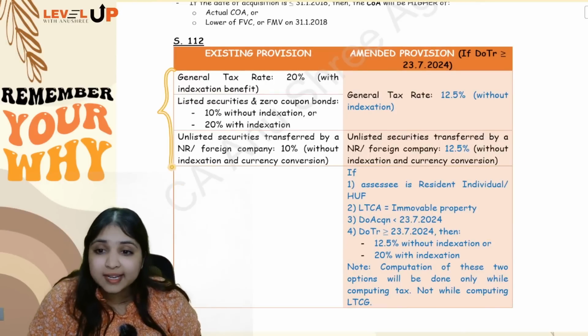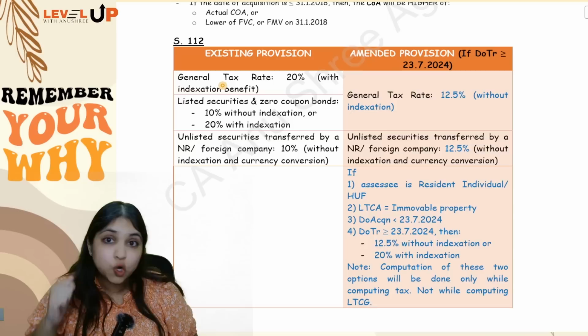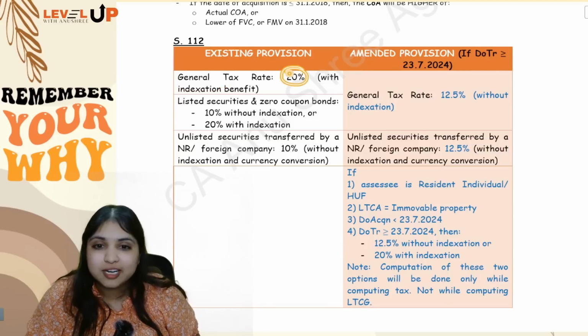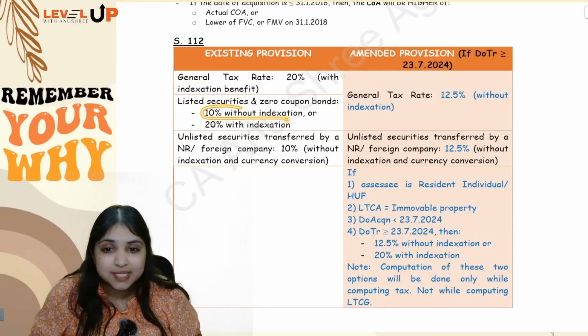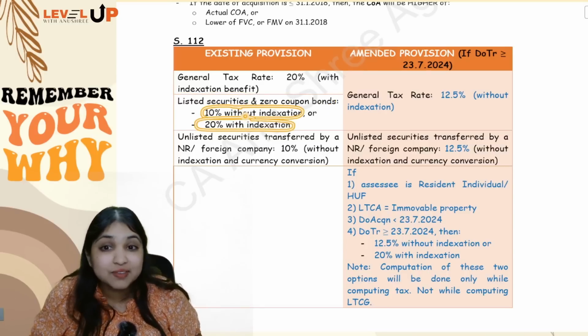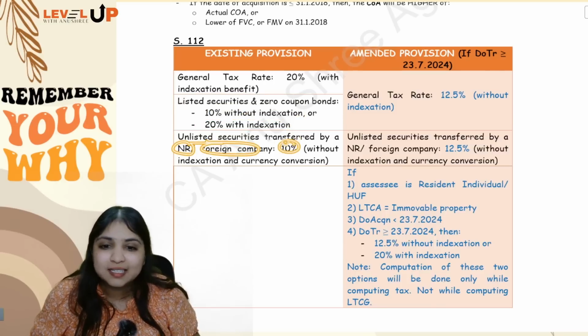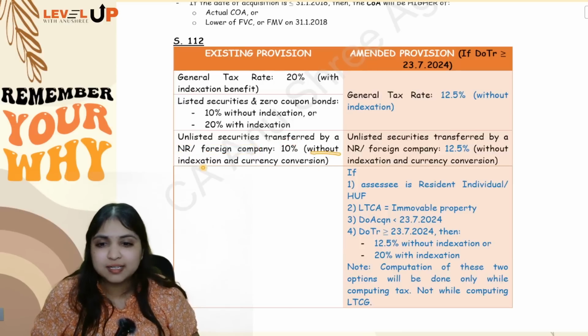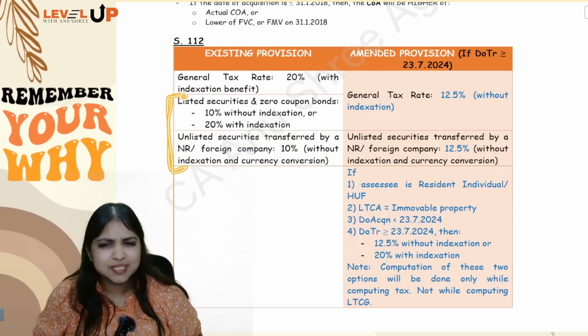Existing provision, if you see, general tax rate is 20%, guys, and generally in long term you get indexation benefit. So generally tax rate is 20%, but if it is listed securities and zero coupon bonds, you get two options, 10% without indexation or 20% with indexation. And if it is unlisted securities transferred by a non-resident or foreign company, then 10% is your tax rate without indexation and currency conversion. At the intermediate level, these two you would have seen very rarely.